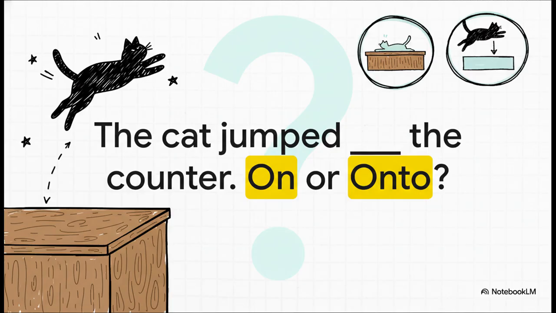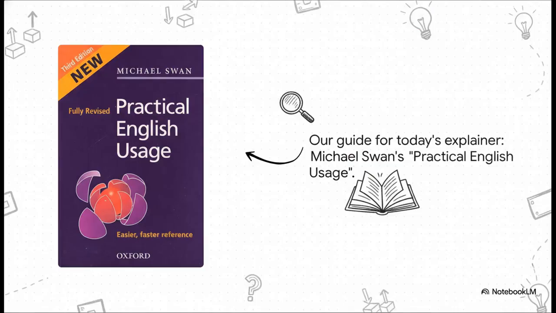The cat jumped blank the counter. What's your gut feeling here? On or onto? Lock in your answer, and by the end of this quick explainer, we'll see if you got it right. Now, we're not just guessing here.